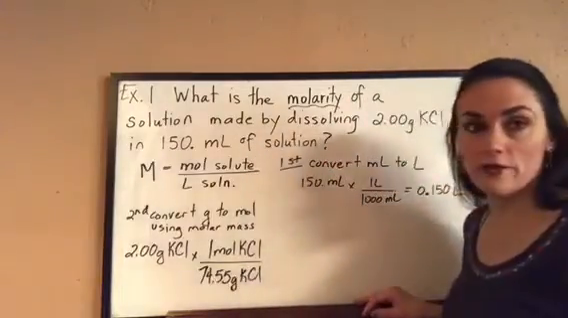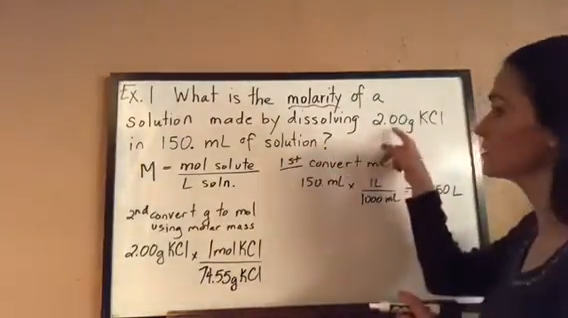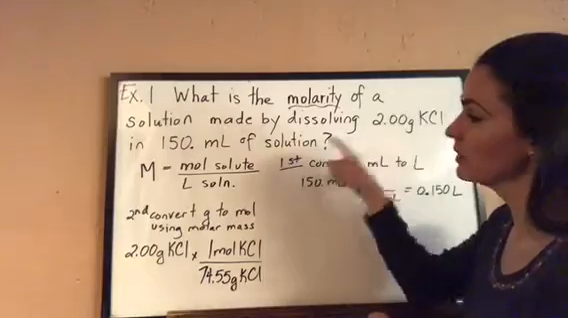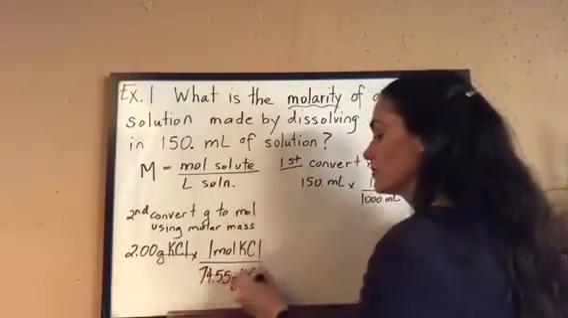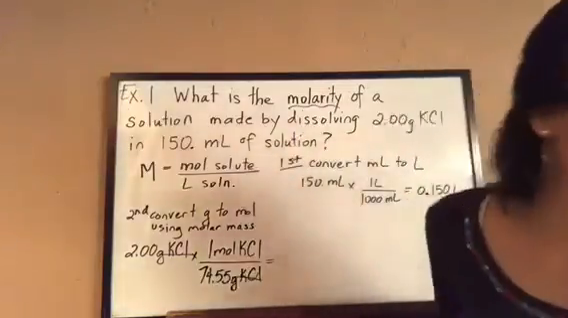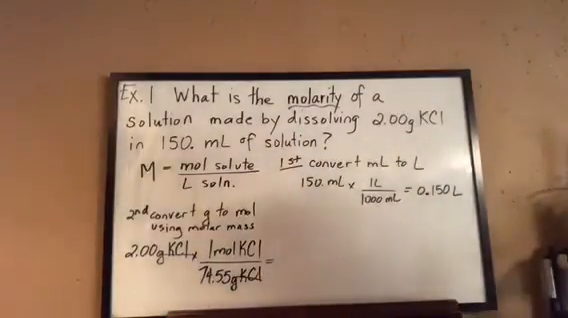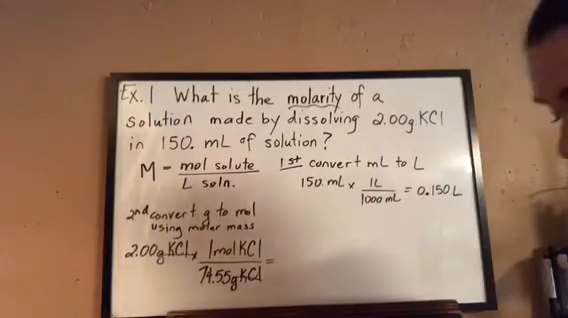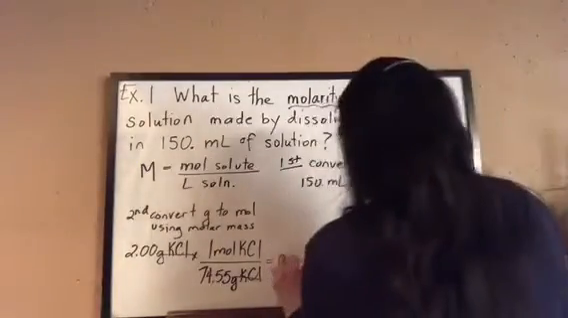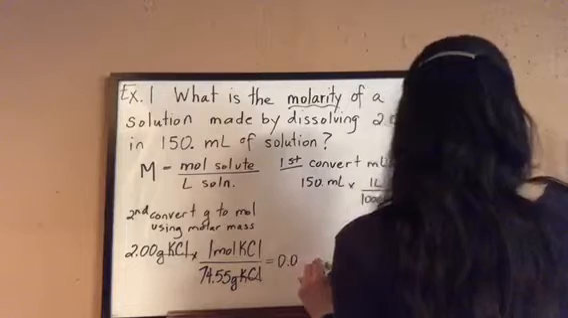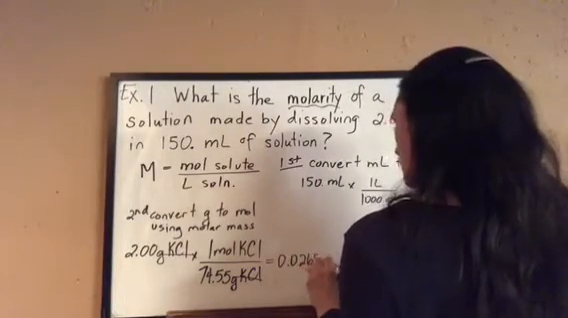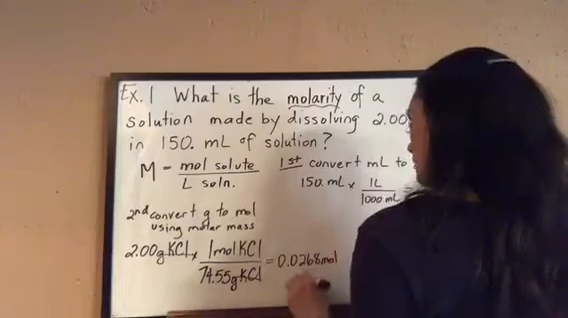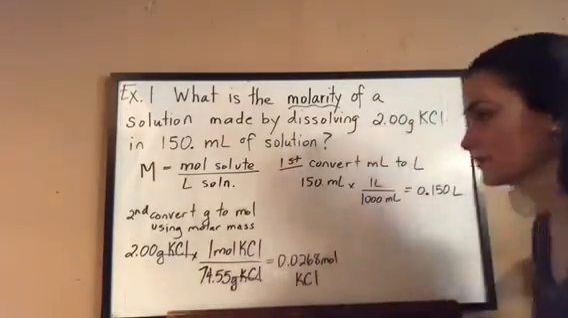Okay, so now we have our conversion. We can convert this amount of solute in grams into the amount in moles. Cancel out grams. 2.00 divided by 74.55 gives us 0.0268 moles of potassium chloride.